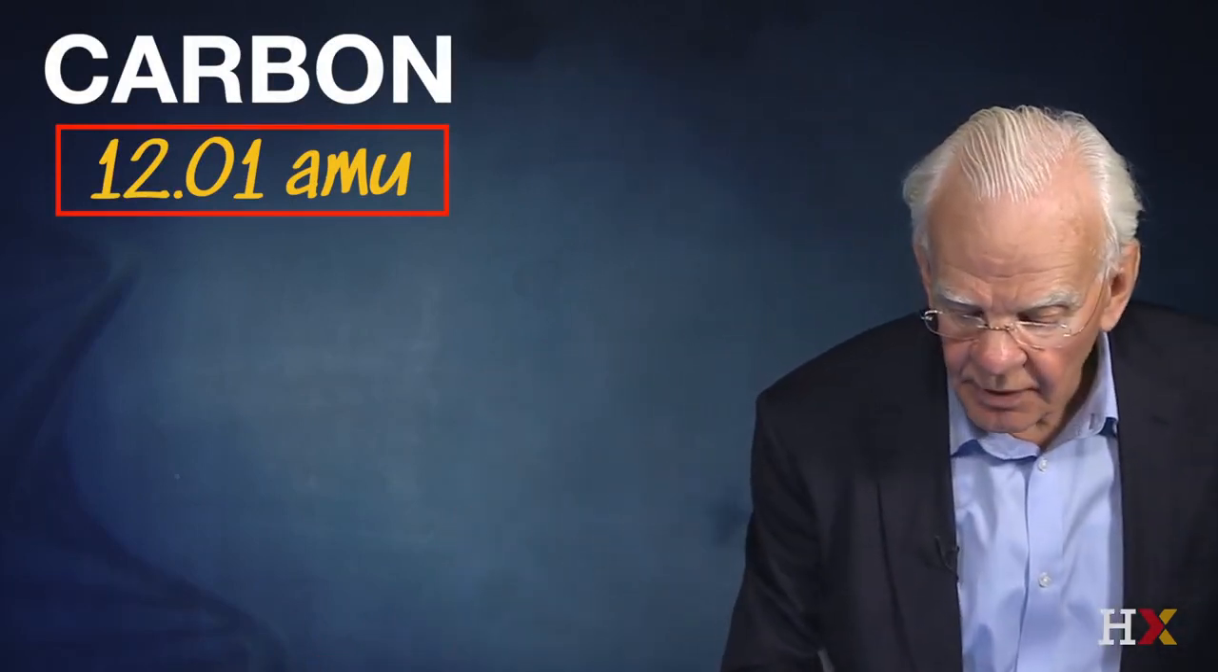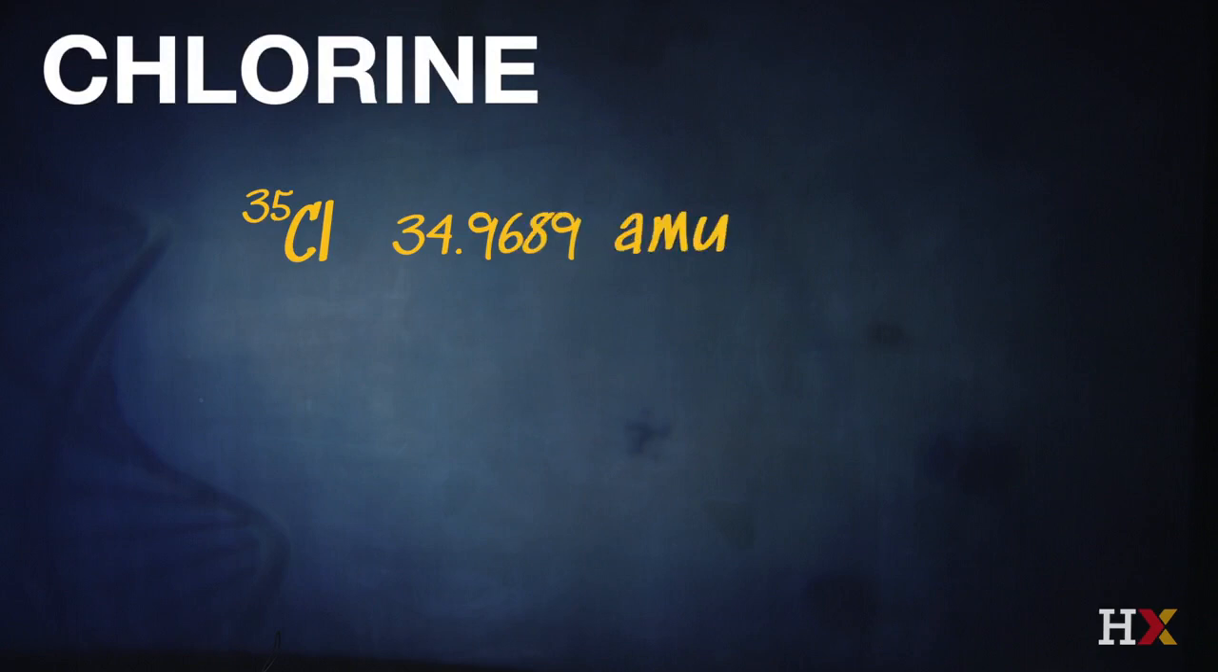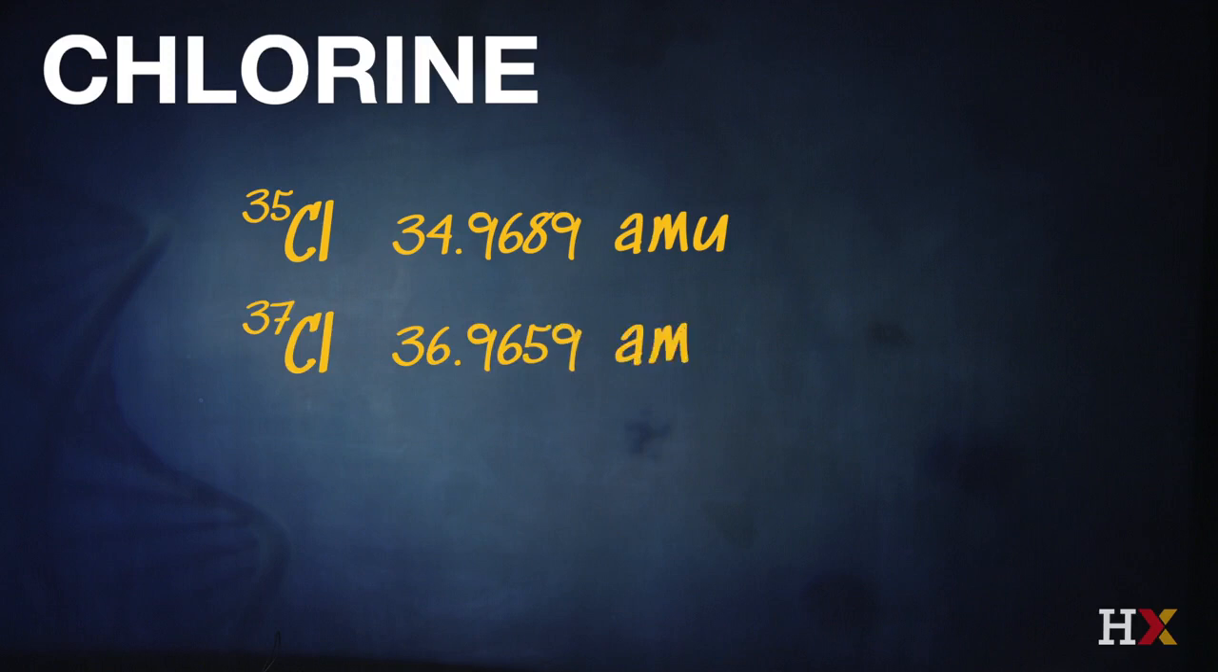Now, we've looked at cases in which the stated mass of each one of these elements is actually very close to the sum of protons and neutrons. So carbon was 12.01, but there are cases that differ significantly, and one of the important cases is chlorine. Chlorine 35 has a mass of 34.9689 atomic mass units, but the other isotope, chlorine 37, has a mass of 36.9659.